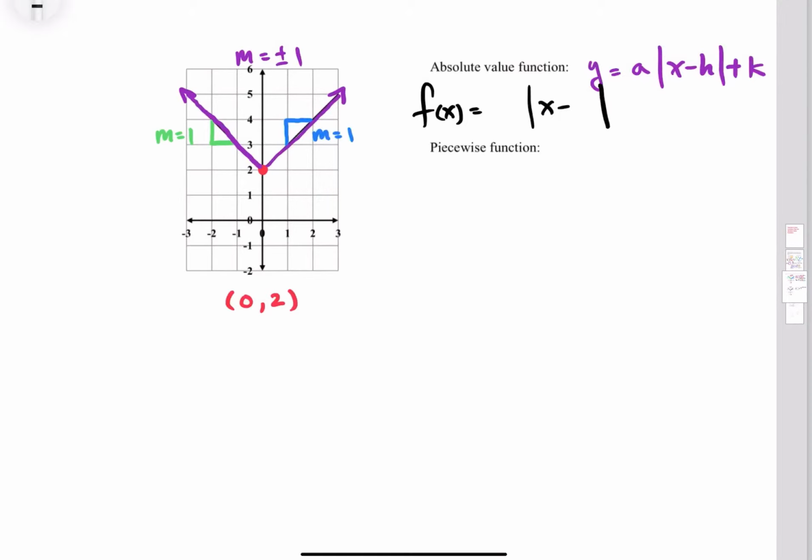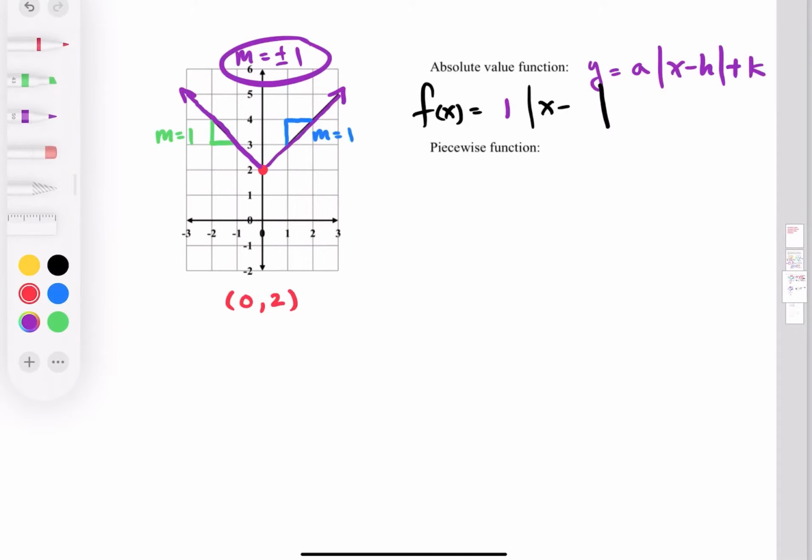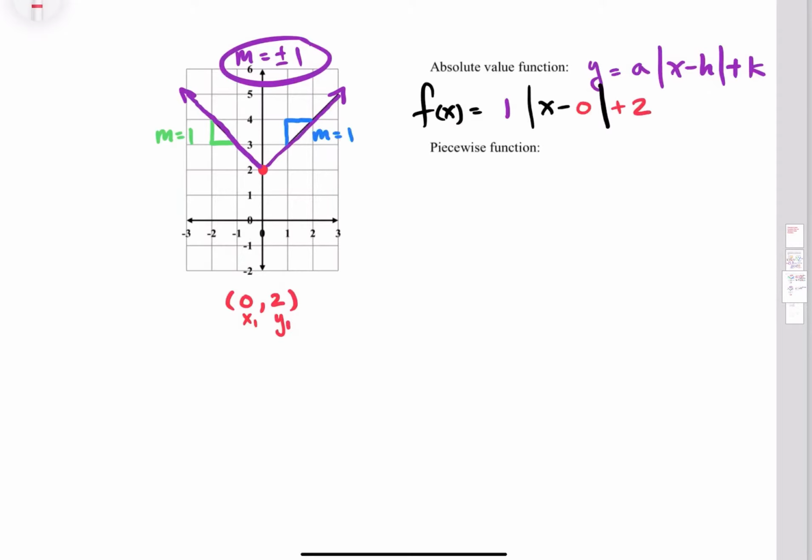We're going to have the absolute value signs. We're always going to have that x minus. So in this particular case, the a value is going to be our shared slope. So I'm going to go ahead and use that a value right over here as our shared slope. So that's 1. And I'm always going to take the positive. And then we have our x1 and our y1. So our x1 is 0 and our y1 is 2. And that's going to be our h and our k.